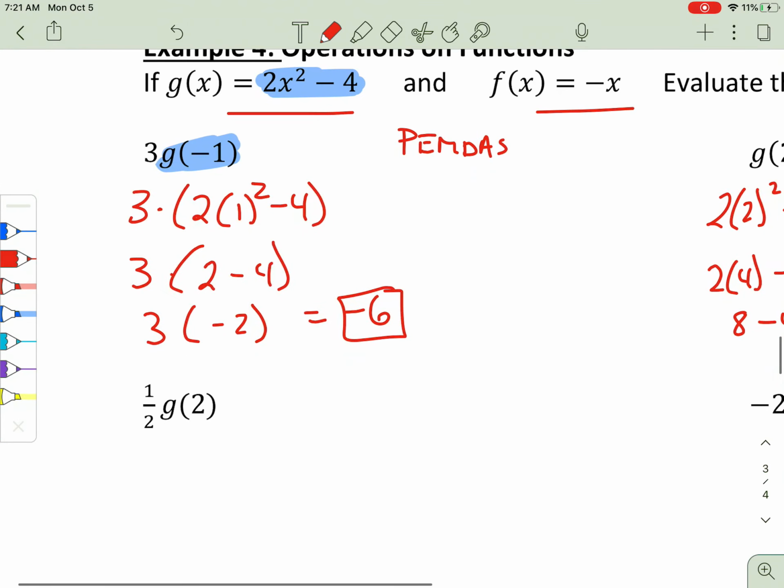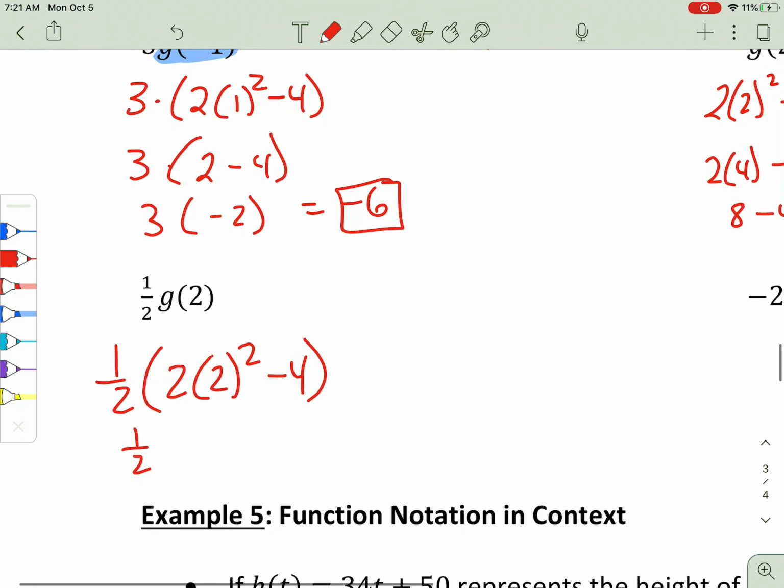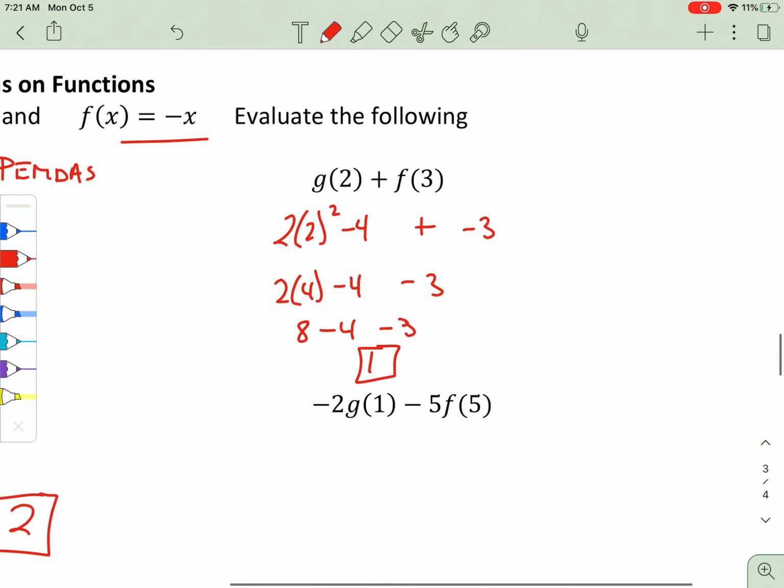Okay, half of g of 2, so 1/2 of 2 times 2 squared minus 4. So half of 2 squared is 4. 4 times 2 is 8. So half of 4 is 2. Okay, same thing here, negative 2, plugging in 1 for g of x.